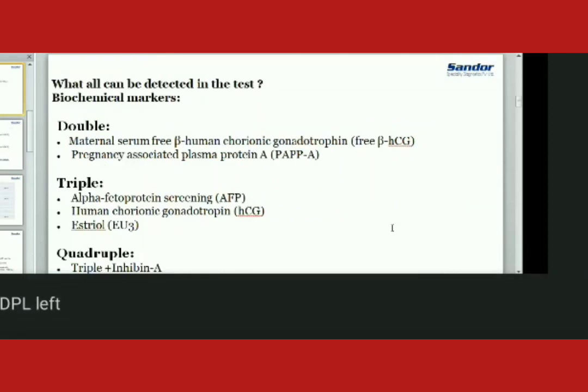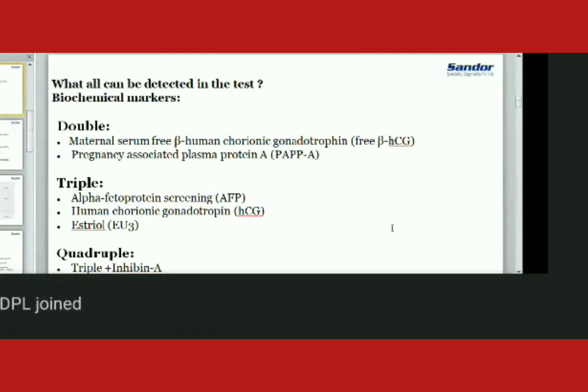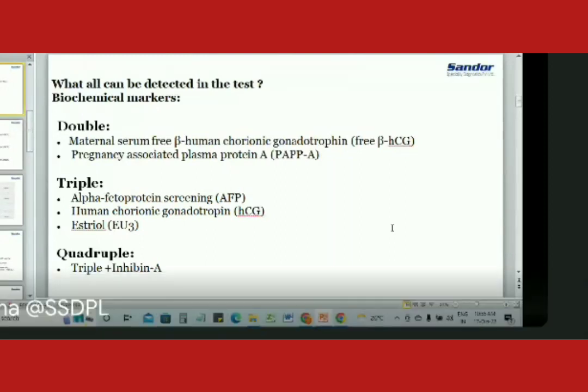So there are double, triple, quadruple, pentamarkers, and first trimester quadruple. These are the analytes, the hormones or the proteins which we look into in particular trimesters, first trimester and second trimester. So the double marker has free beta HCG and PAPP-A, a protein and a hormone again. Triple marker has AFP, HCG and uE3 estriol.